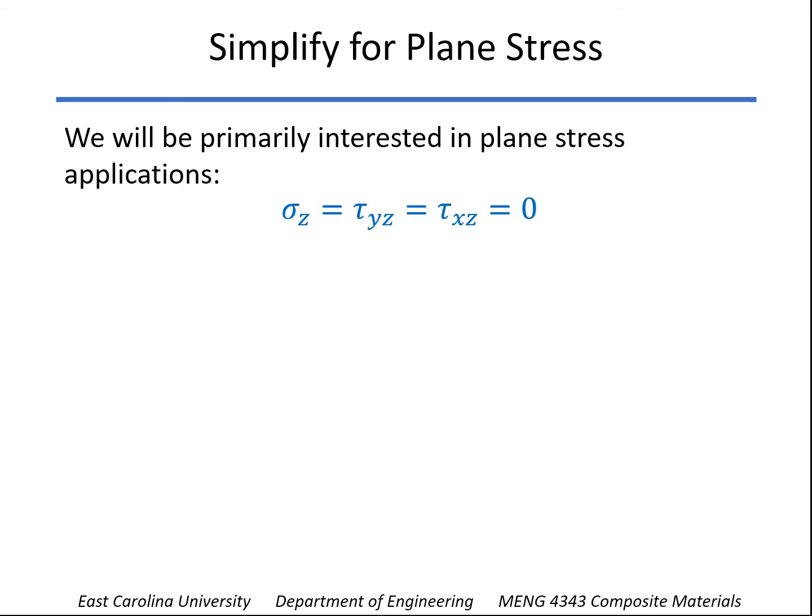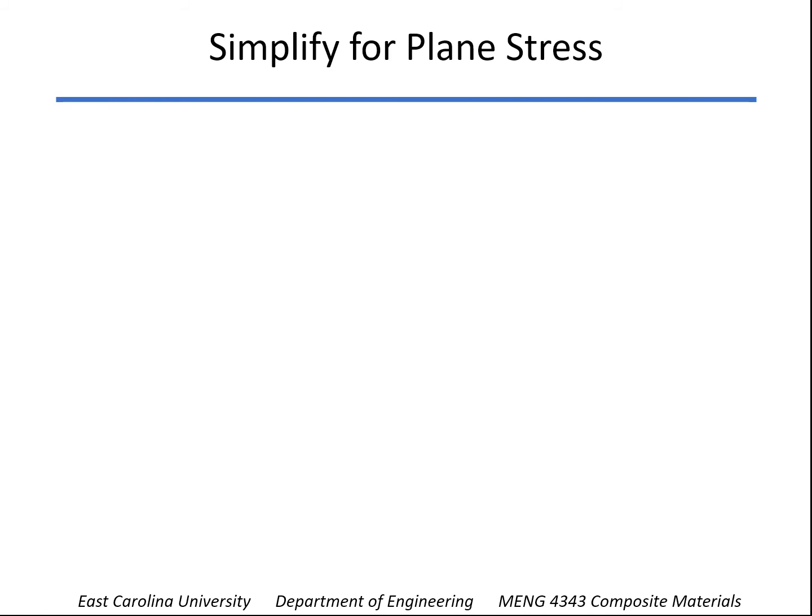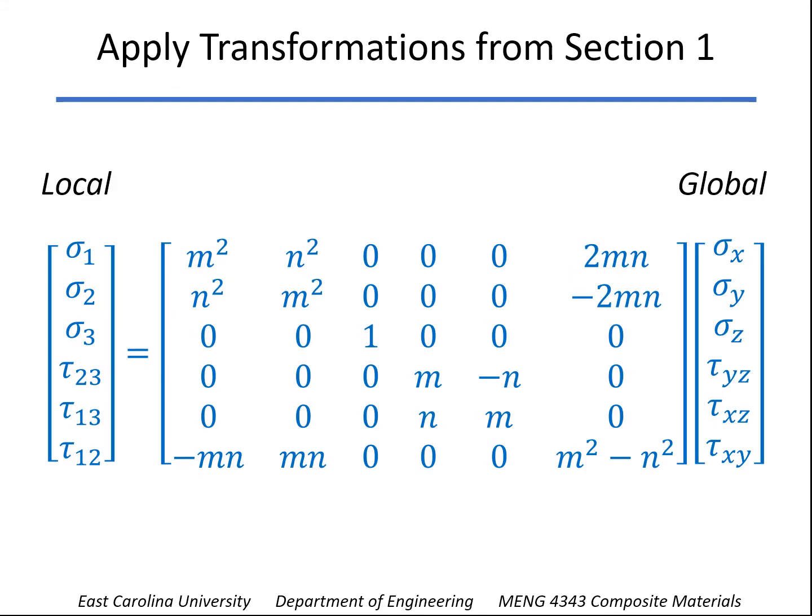So the normal stress in the z direction, as well as the 2 shear stresses, tau yz and tau xz, are assumed to be equal to 0. So if we go back for just a moment, what that means for this transformation is that we're not interested in sigma 3, tau 2 3, tau 1 3. We're not interested in sigma z, tau yz, or tau xz. Only the in-plane stresses we're interested in.